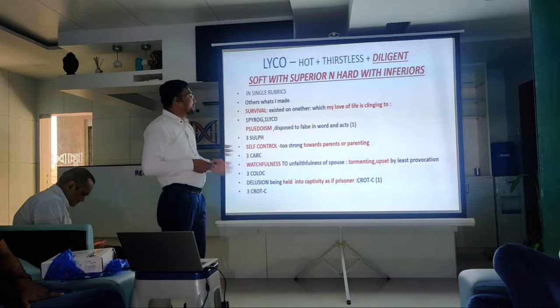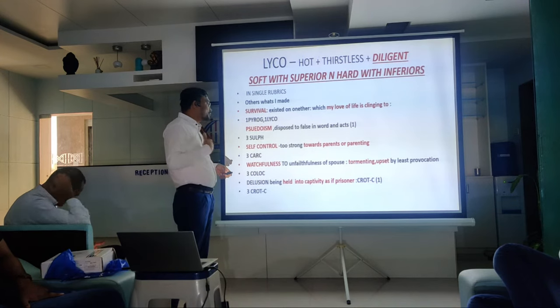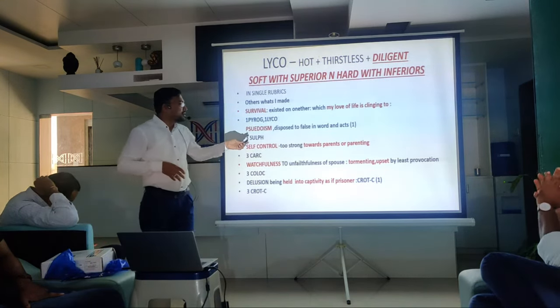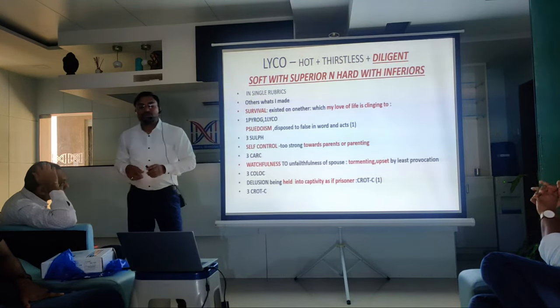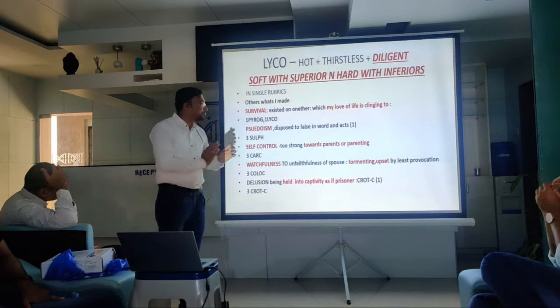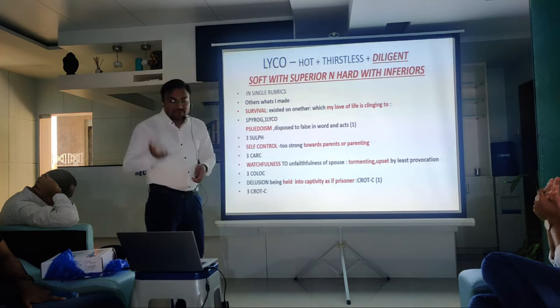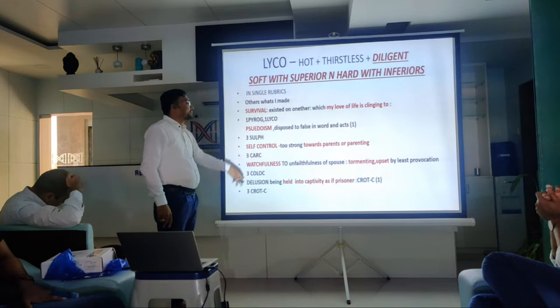From the parental front, they just want to satisfy them, and they move according to the wishes of parents and parenting. So when this is cut off, the carcinosin loses control. So anything from the parents, anything from the family, where they are not satisfying themselves, they lose control, it could be carcinosin, right?